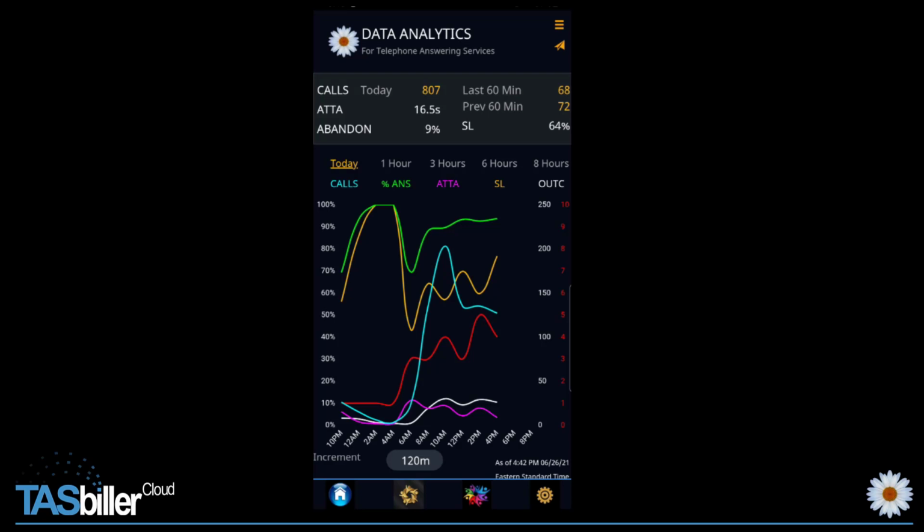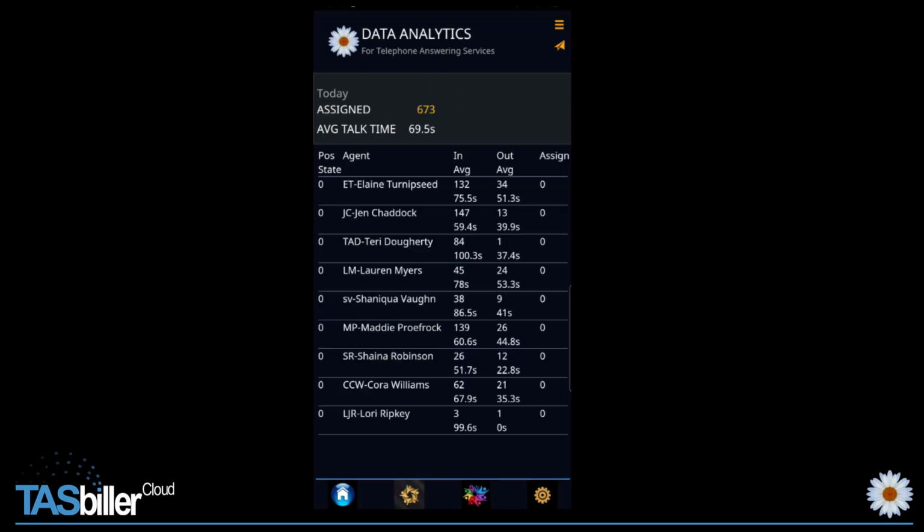Now looking at today, I can press on this colorful button at the bottom and see all of my agents that have worked today and how many inbound calls each one has answered, how many outbound calls they've answered, and their average talk times. Very soon, with version 16.1 on StarTel, I'll have the state of the agent indicated on this display. This will show if the agent is in rotation or out, if they're on a call.